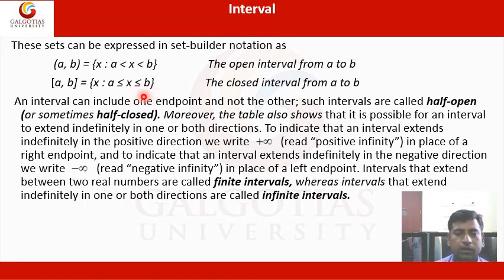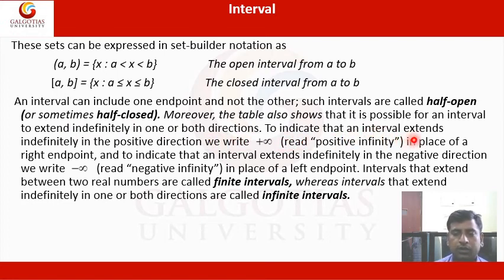That means it contains all the points from a to b including a and b. So endpoints are included in the closed interval. An interval can include one endpoint and not the other. That means it can include the point from one side and not from the other side. Such intervals are called half open or sometimes half closed.